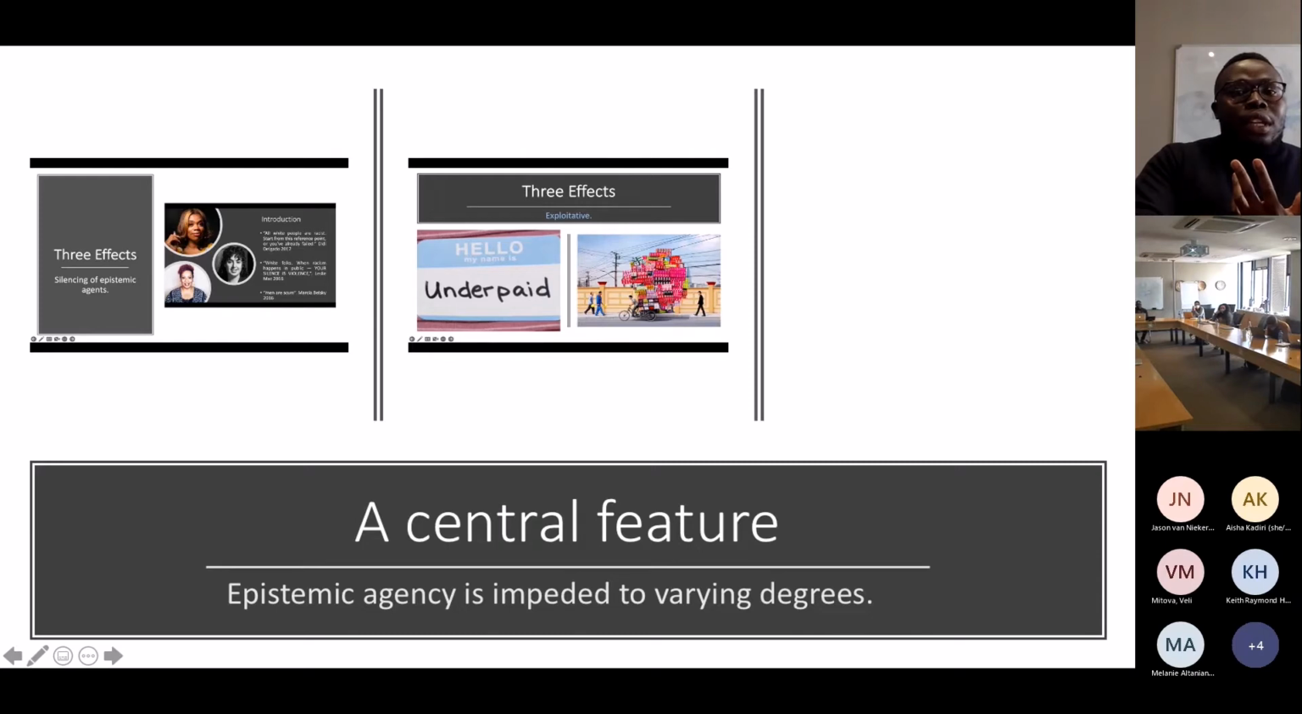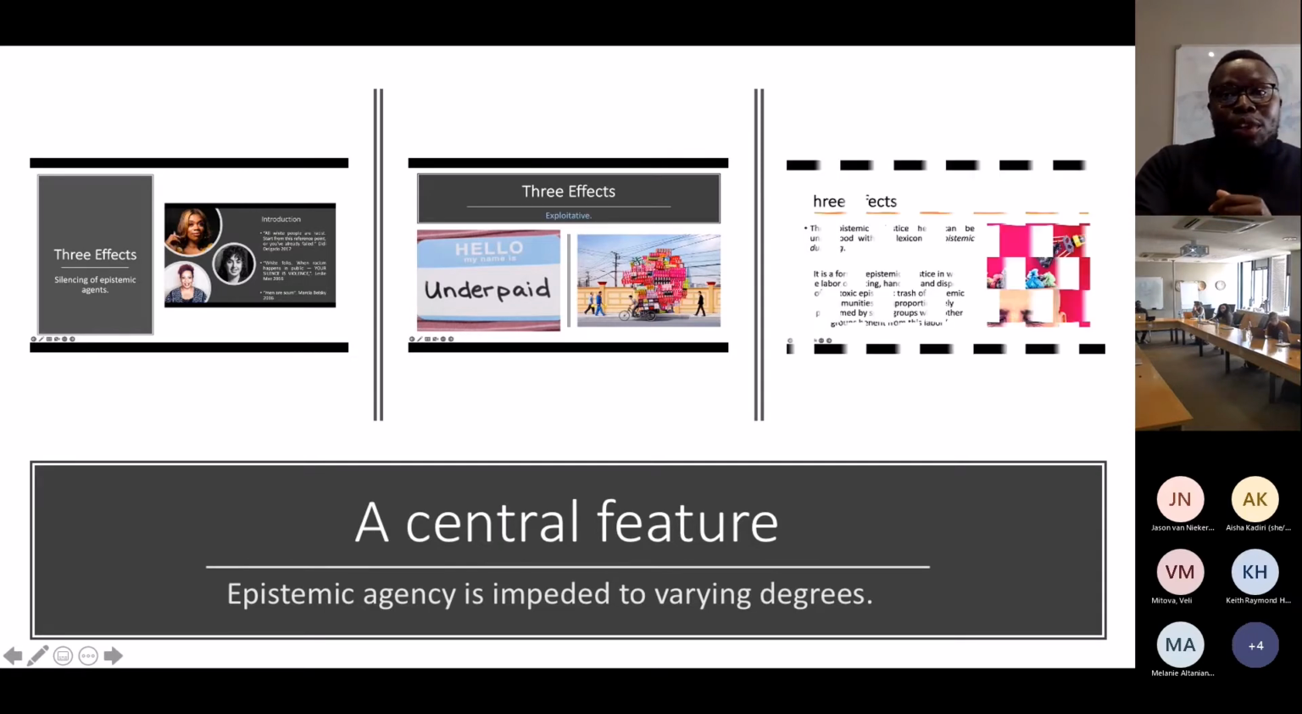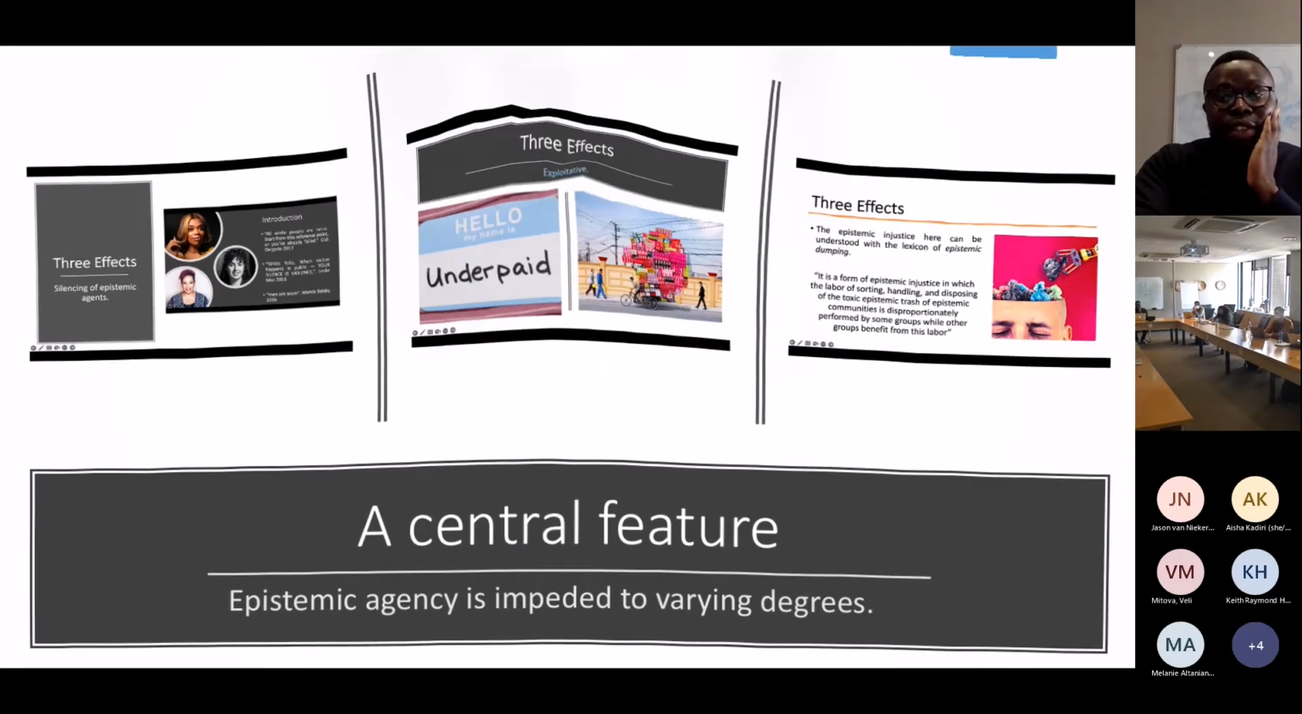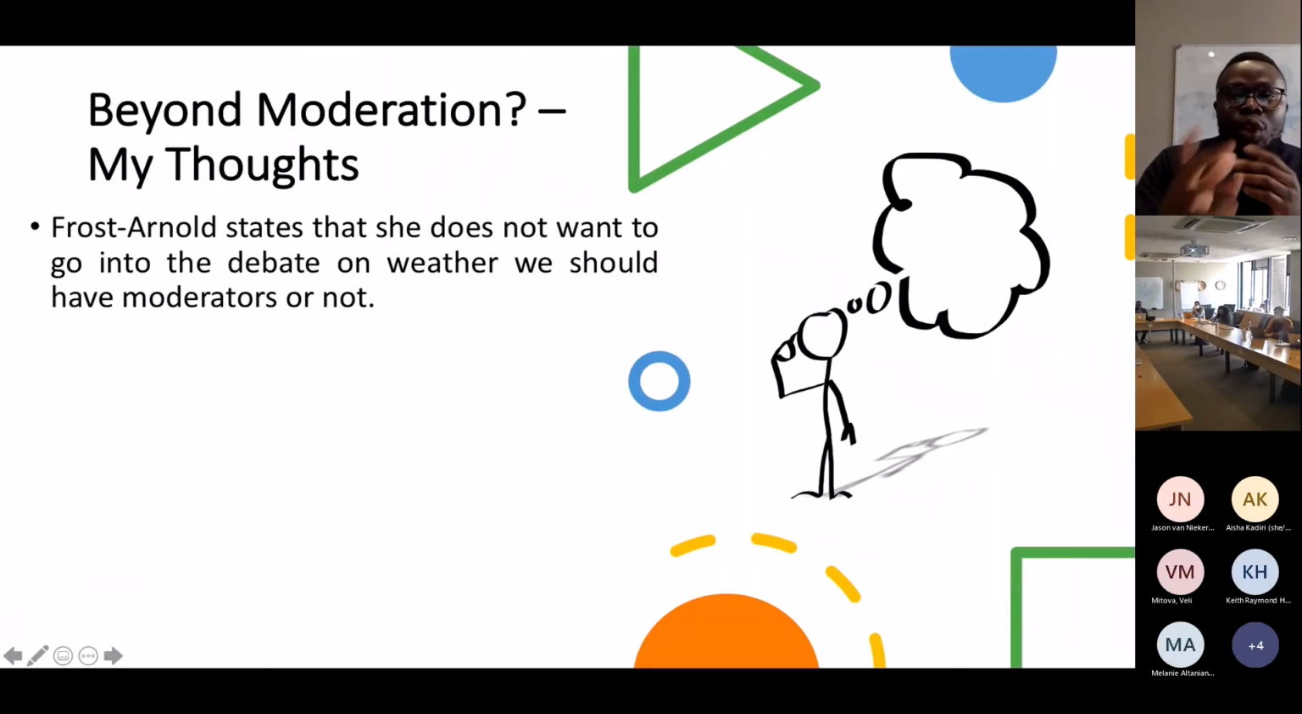Think of the exploitation that happens with moderation. Again, we can see how that's a direct harm to the epistemic agency of these moderators that perform the moderation. Same story with the epistemic dumping. We can see this epistemic injustice as a direct harm to the epistemic agency of these moderators that have to sift through these harmful contents. Now, if we see most of these effects of moderation, the way it's carried out, and the harms it leads to, as harms on the epistemic agency of the moderators and also the general public.